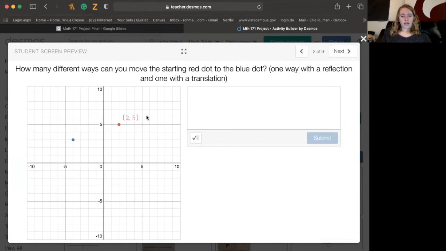Next, you get to explain what different ways you can move the red dot here to the blue dot. So using translations or reflections people could use. An example would be for this one, you could reflect it over this line here, where it would be x equals or y equals whatever. So you can make it this line, or you could have them go to the left and down.